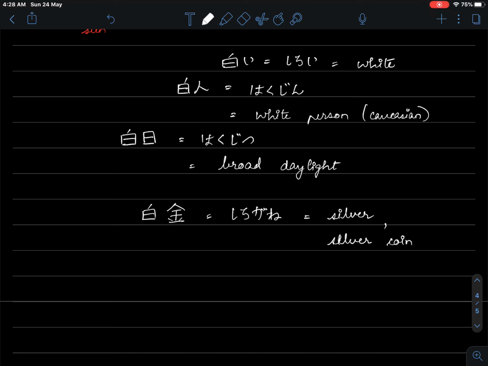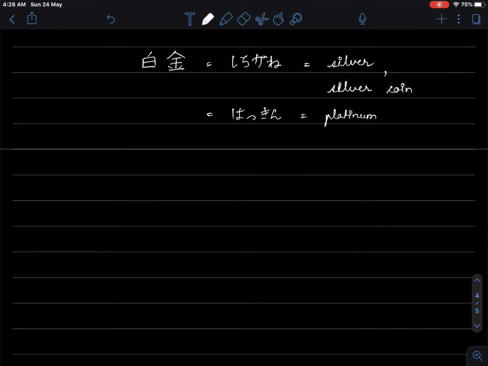Okay, there's a second reading for the same kanji, which is read as Hakkin. And if it is read as Hakkin, it means platinum. Because we all know that, you know, platinum also kind of looks whitish. Aluminium also looks kind of whitish. The point I'm trying to make is there's not just one metal that is known today that looks kind of whitish. So saying white metal can be a little deceptive, which is why you use the same thing, but you read it a little differently to denote something else. Hakkin. Okay, let's have a look at the next one.